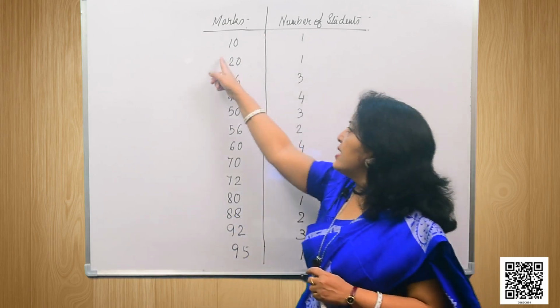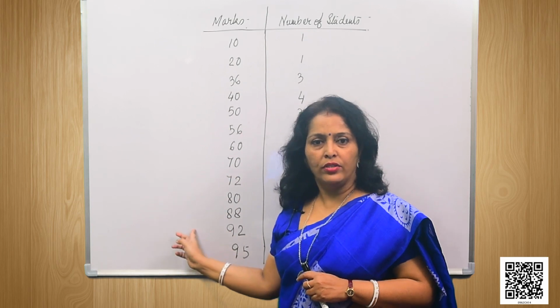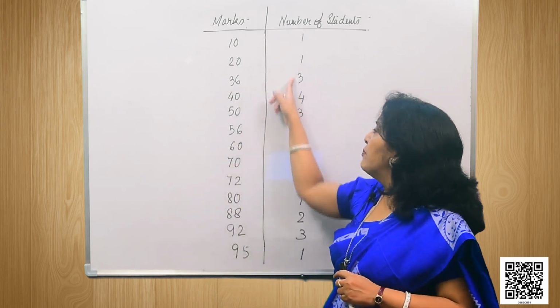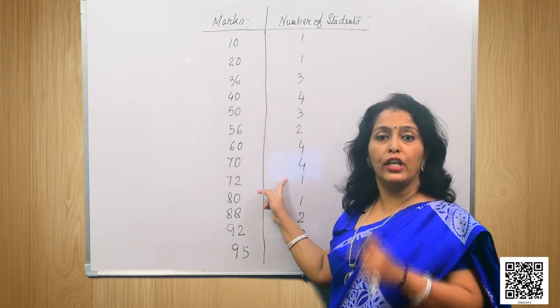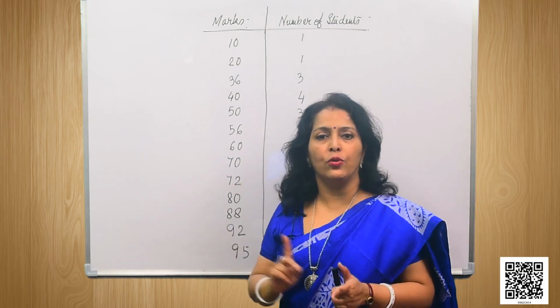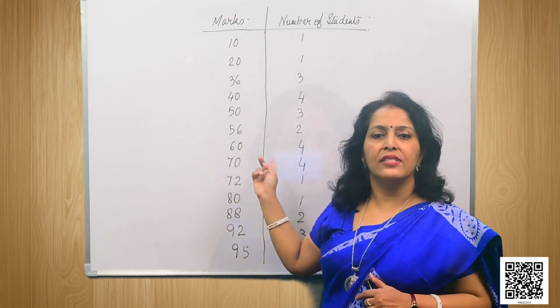Now here these are called the marks that we got, and these numbers, the number of students or the number of participants in each group, are called frequency. So till now we have seen what raw data is and what grouped data is. Now we come to the last part, that is classified data.